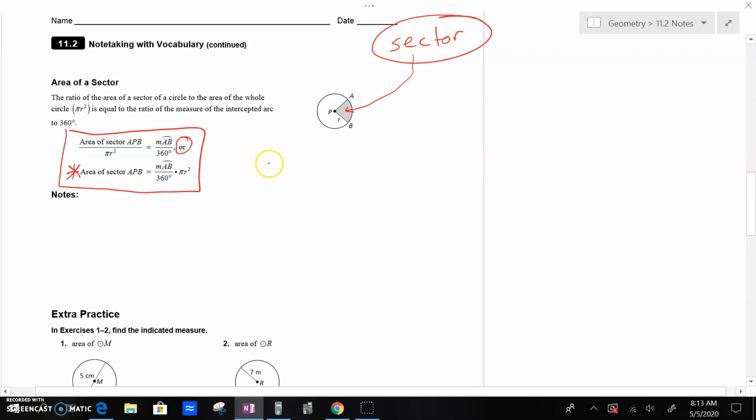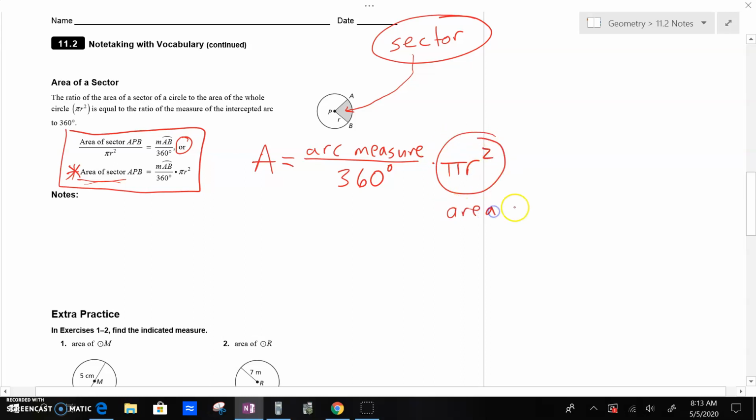So that your area, that's what's on the left, the area, equals the measure of AB, so the arc measure, divided by 360, that's the total degrees in the circle, times pi r squared. So this is the area of the whole circle.